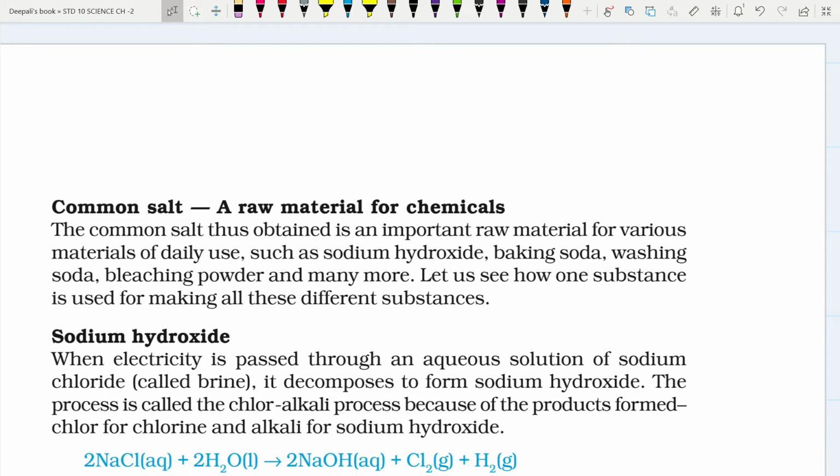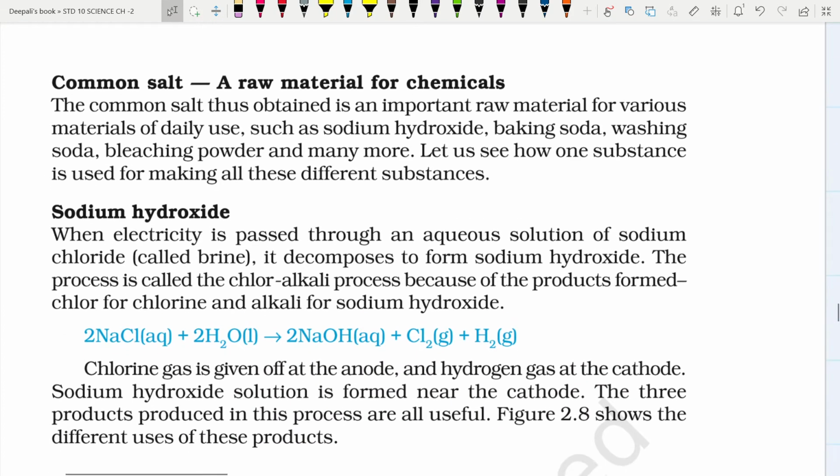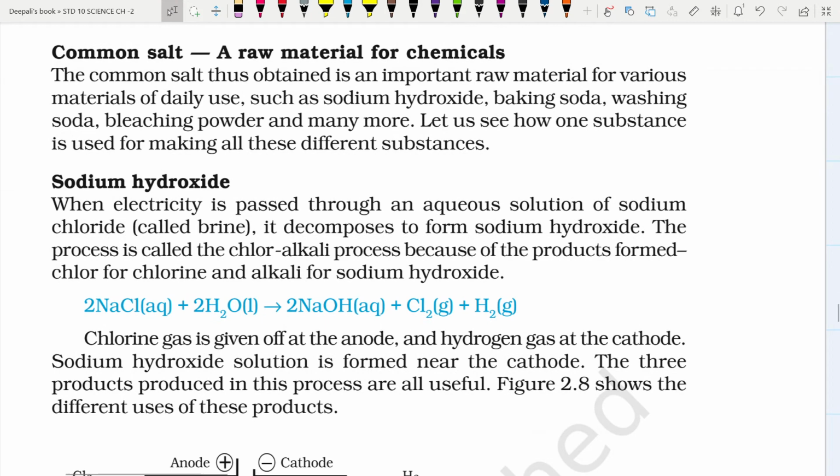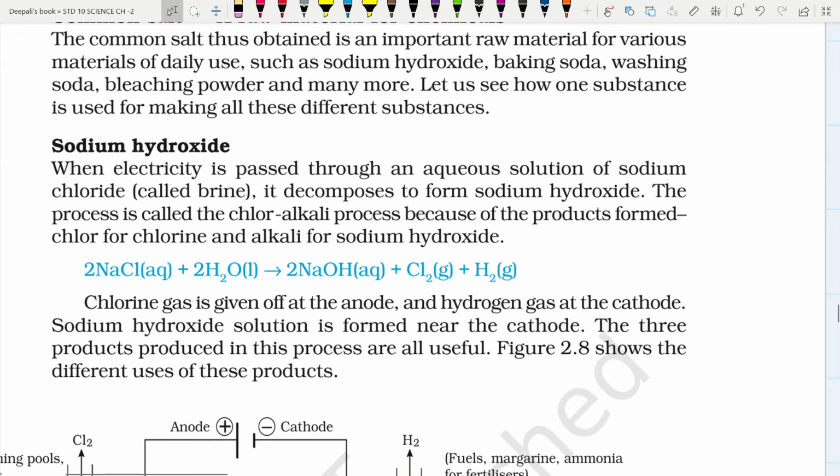The common salt thus obtained is an important raw material for various materials of daily use, such as sodium hydroxide, baking soda, washing soda, bleaching powder, and many more. Let us see how one substance is used for making all these different substances.